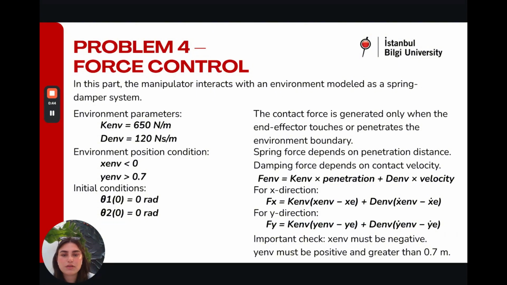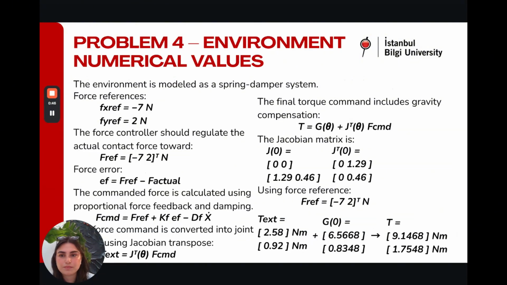Now let's look at our control strategy. Our force references are -7 newtons in the x direction and 2 newtons in the y direction. The goal is to make the actual contact force match these references. We do this by calculating the force error, the difference between the reference force and the measured force, and then applying a correction.